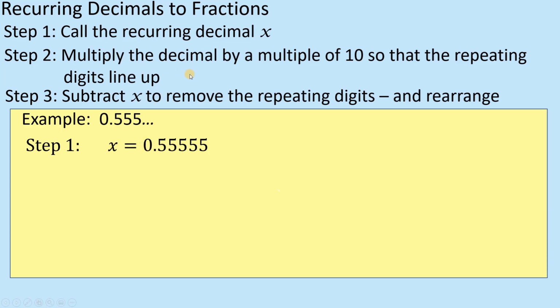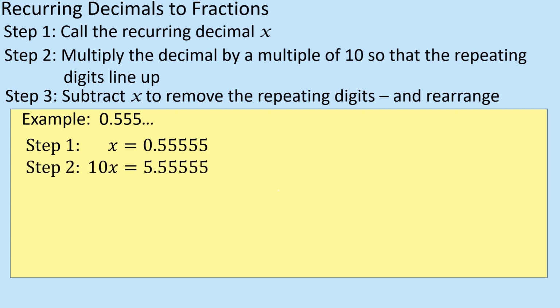All right, so what you need to do is to say, let x equal 0.5 recurring. Then it says multiply by a multiple of 10 so the repeating digits line up. What you're looking for is how many digits are recurring. Here you've only got one digit recurring, the 5, so you're going to times it by 10. If you had 2 digits recurring, you'd times it by 100. If you had 3 digits recurring, you'd times it by 1,000. So the number of digits recurring determines what you multiply by. In this case, we're going to times it by 10.